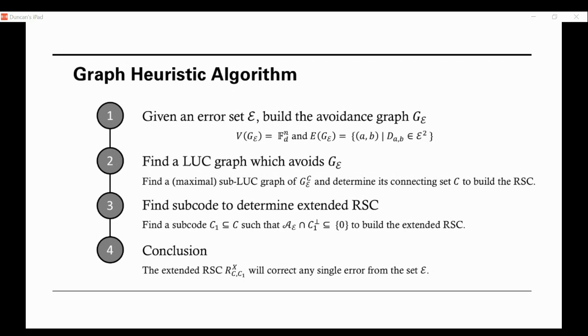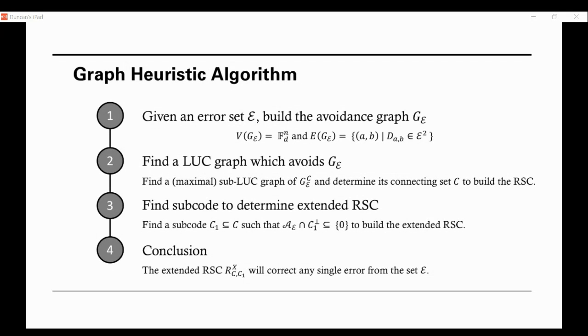From there, you're going to take the complement because those are the things we're trying to avoid, hence the avoidance graph, and you're going to look for a subgraph that is one of these linear undirected Cayley graphs. Ideally, it'd be maximal, so you get as much error correction as you can out of it, but it doesn't have to be. You can still use this algorithm, but ideally, it'd be maximal.